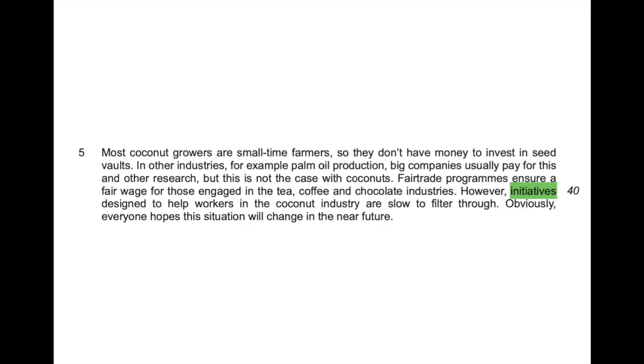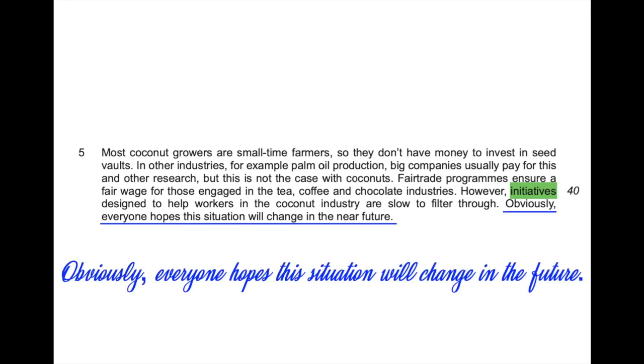The next question in the exam would say, find one opinion in paragraph 5. Well, what are you waiting for? Go do it. Pause the video. Have you done that? Let's have a look. Okay. Let's read some of the paragraph to make sure that we understand why this is an opinion. However, initiatives designed to help workers in the coconut industry are slow to filter through. Obviously, everyone hopes this situation will change in the near future.